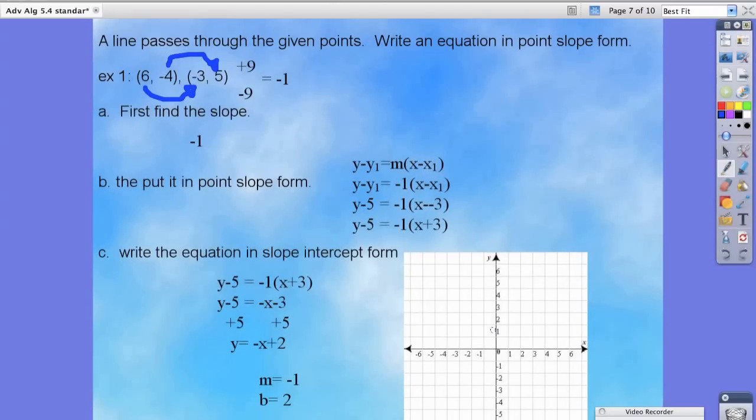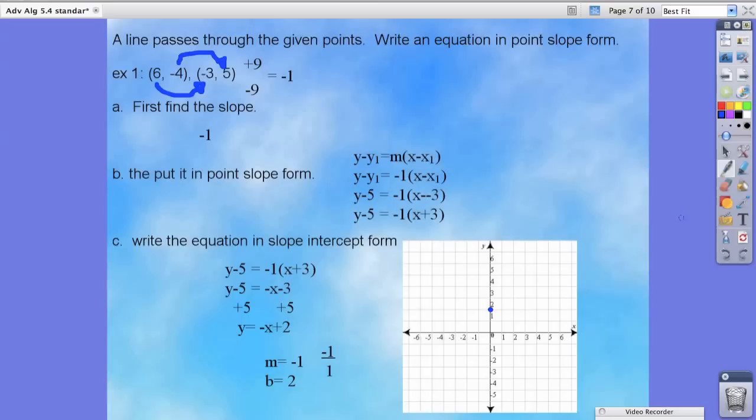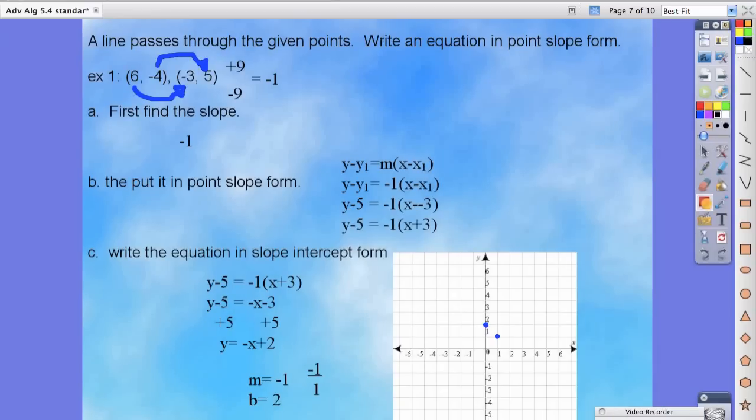So we're going to go to the y-axis at 2, and plot that point. And because our slope is -1, or -1 divided by 1, for our slope, that means our rise is -1, that means we go down 1, and our run is 1, so we're going to go to the right one. So, we plotted our 2 points, now we're just going to connect the dots, and our graph is done.